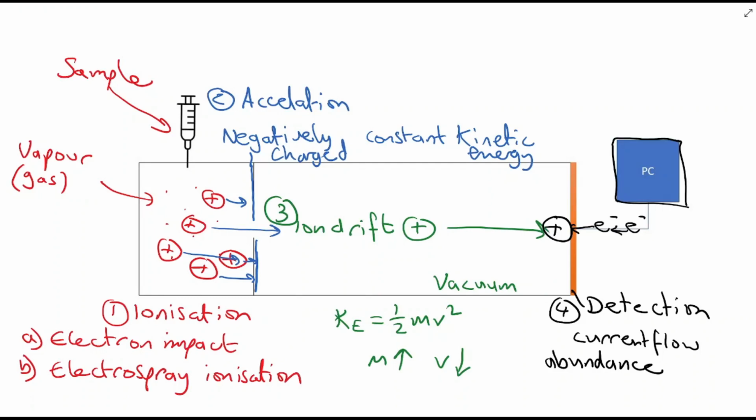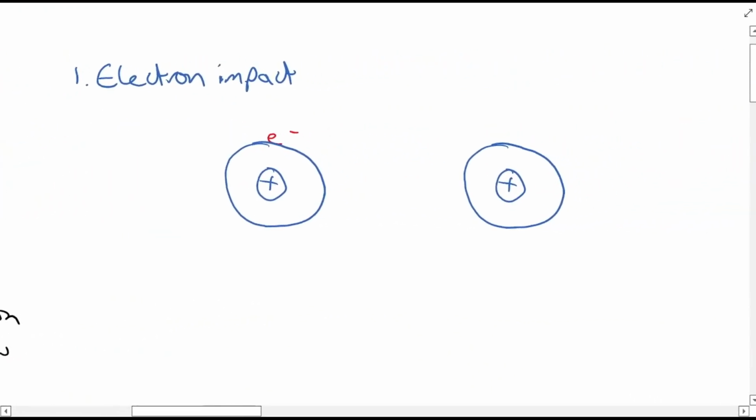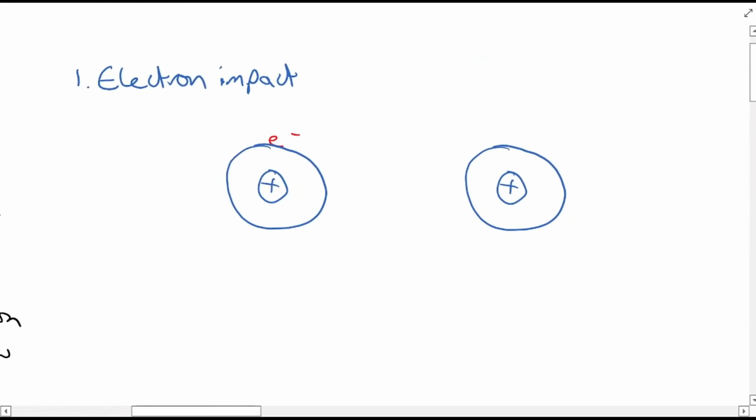What we're going to do now is look at electron impact and electrospray ionization, so the 2 methods for this first stage, in a bit more detail. So let's start off with electron impact. This is the most straightforward one. What we're going to do is get out our trusty electron gun. Now the electron gun essentially creates a beam of electrons.